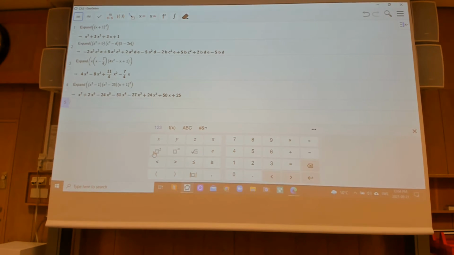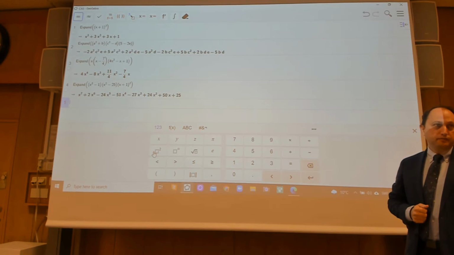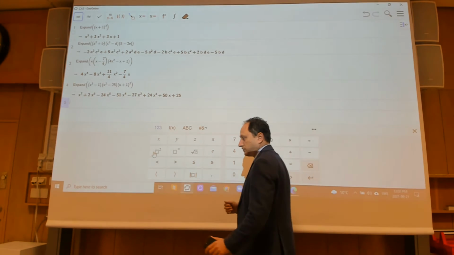Yes. Okay, any questions regarding GeoGebra? Because I want to turn it off and start solving the problems, and then we are done. Any questions? So, yes, that feature is really nice.